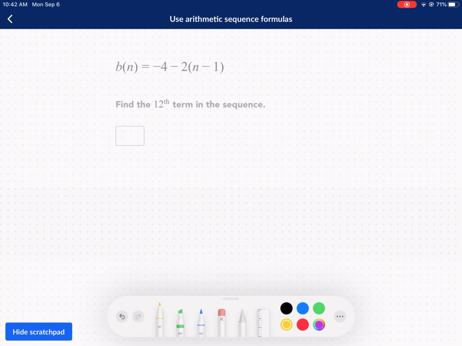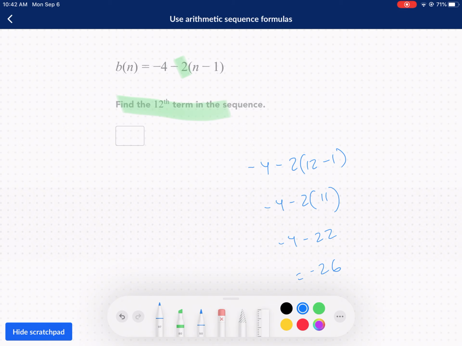See here that we have a number specifically here, and we're not given the first, so we just plug it in for the 12th term. So we're going to just type this in. -4 minus 2 times, and we're going to have 12 minus 1. That's -4 minus 2 times 11. -4 minus 22. So what is that? -26. And that's going to be our answer.